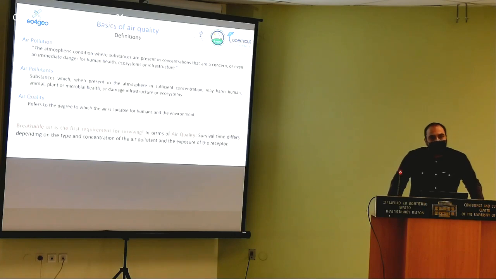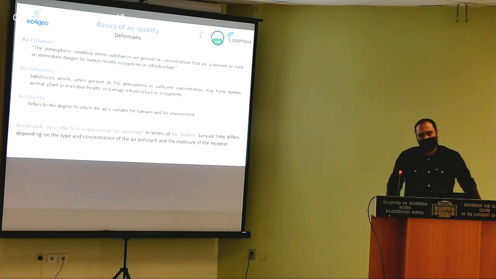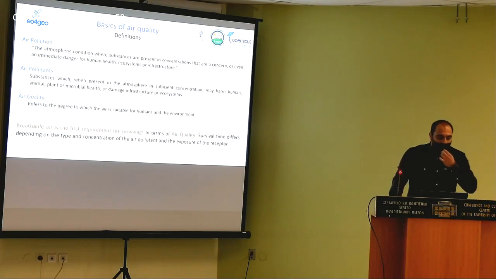In general, a human can survive without breathable air for 3 minutes. Thus, breathable air is the first requirement for surviving. In terms of air quality, survival time differs depending on the type and concentration of the air pollutant, and also the exposure of the receptor. The receptors are humans, ecosystems, microbes, animals, and infrastructure.